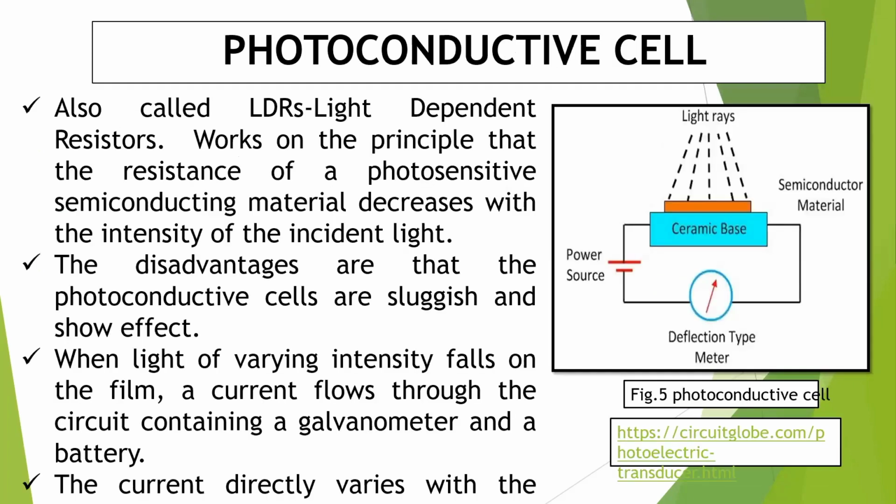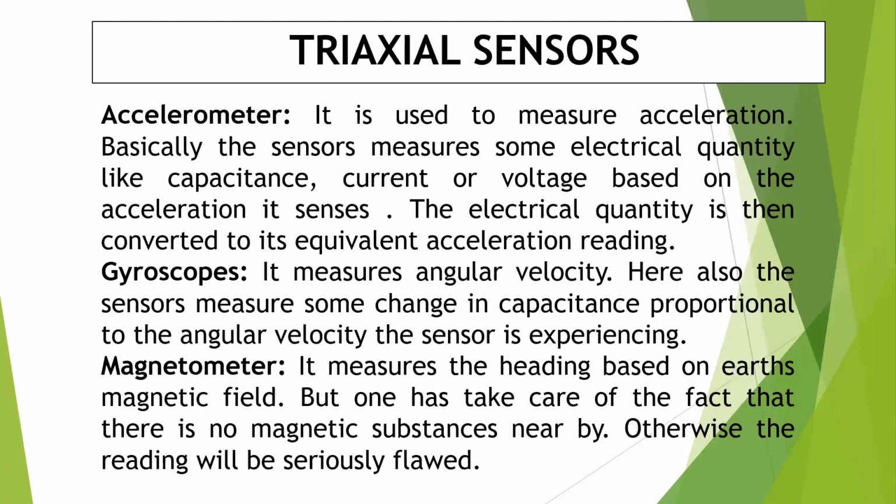Then we have photoconductive cells, basically known as LDRs, light dependent resistors, as I already discussed with you. They work on the principle that the resistance changes with incident light and the cell starts conducting, right? But they are very sluggish and show very little effect.